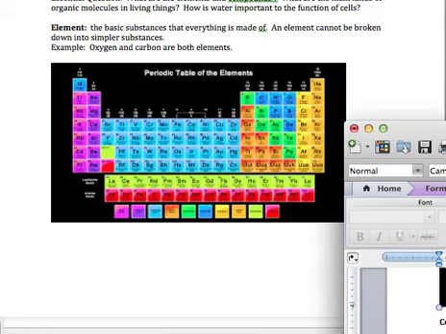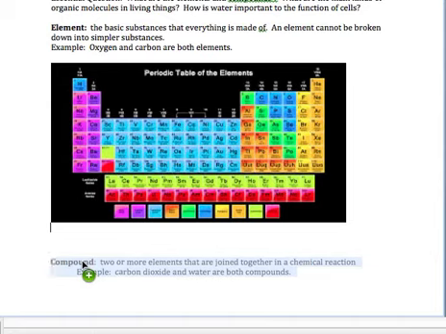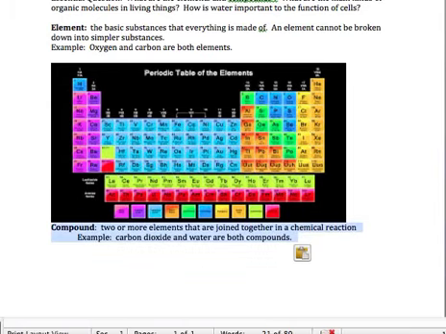So next, we're going to look at what is a compound. Remember, that was our first essential question. What are elements and what are compounds? So elements are these really basic substances. And a compound is when you take at least 2 elements and you combine them in a chemical reaction. So 2 or more elements that are joined together in a chemical reaction are an example of a compound. And 2 examples I like to use are carbon dioxide and water.